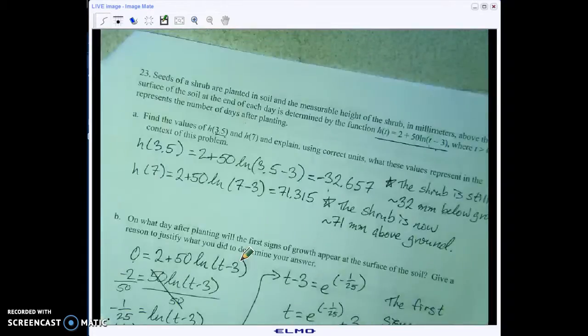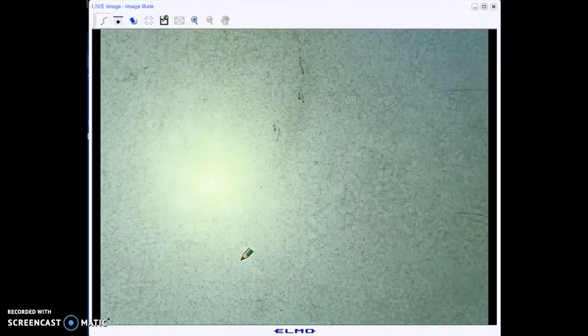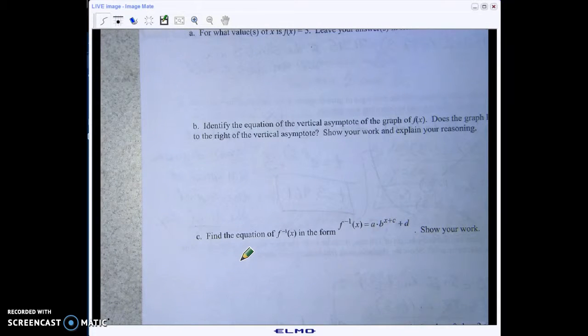That's number 23. All right, now looking at the backside, we have a full 11 minutes to record the backside of this test review. So let's make it happen.